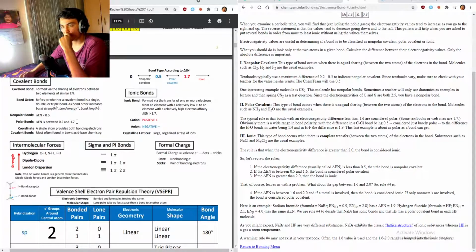Well, here it doesn't even discuss it. It doesn't even say what's between 1.6 and 2. It just says up to 1.7. Between 0.5 and 1.7, it's polar. Above 1.7, it's considered ionic. Okay, so they just abandoned that rule then. Why are there two different ways of saying it? I'll go with this one.